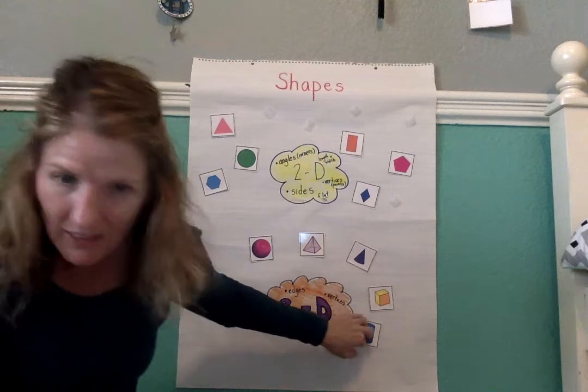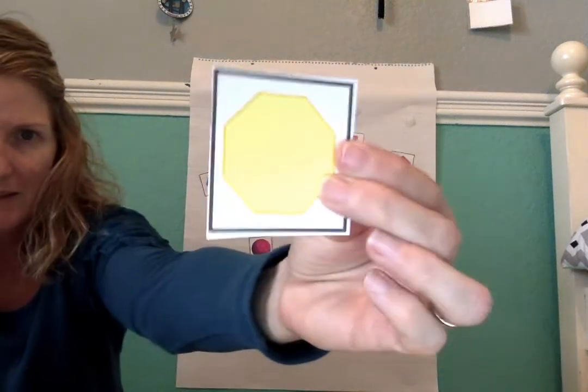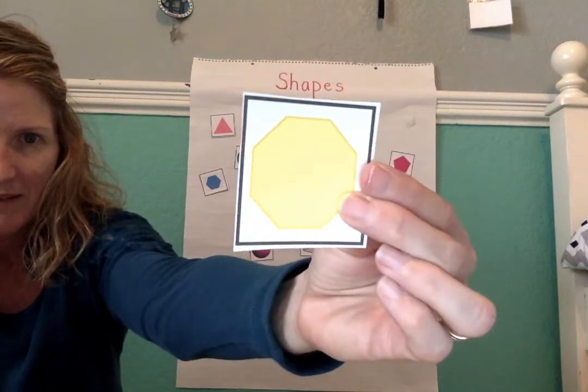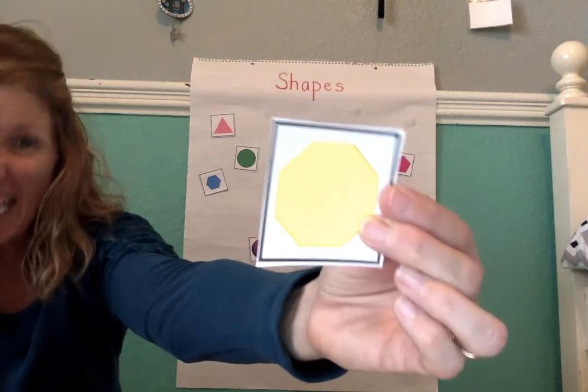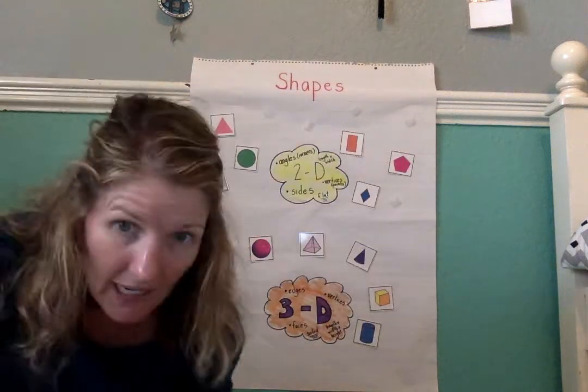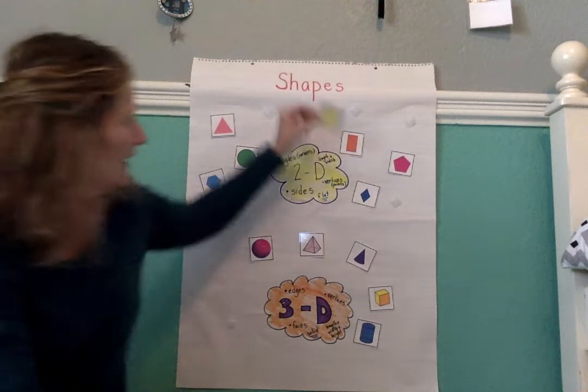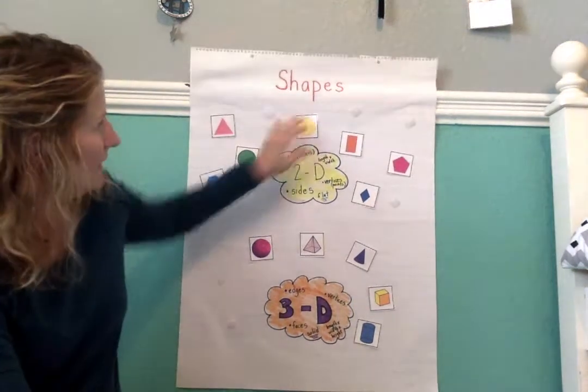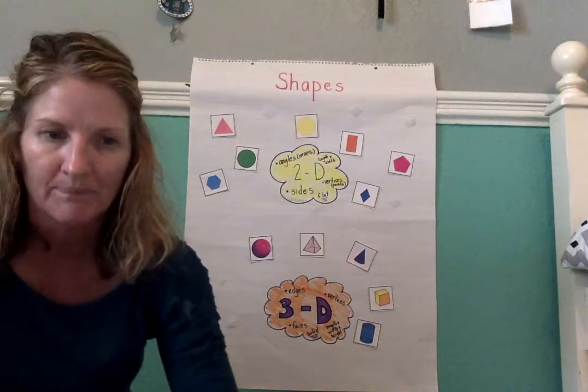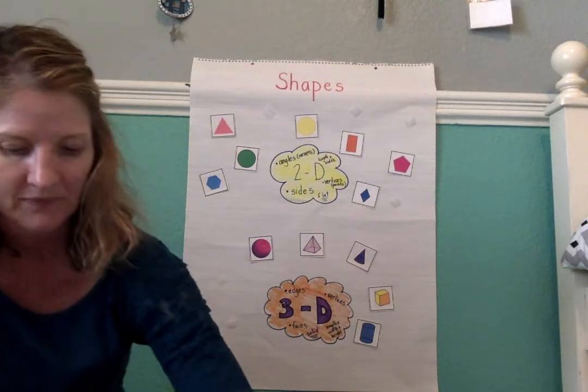Are you getting tired yet? What about this one? That's a tricky one. 8 sides. Octagon, right? Not everybody knows that one. That's a tricky one. Octagon. It's like a stop sign. There's some good balance in there.